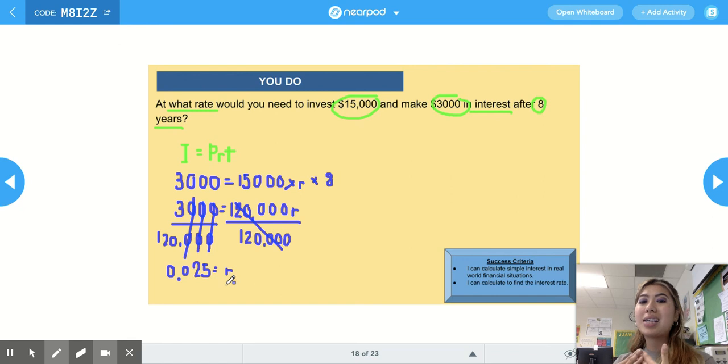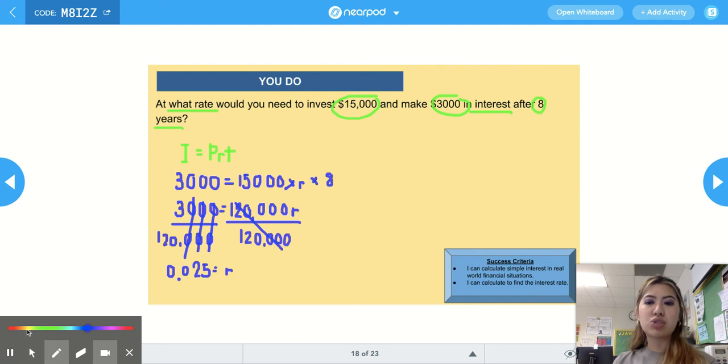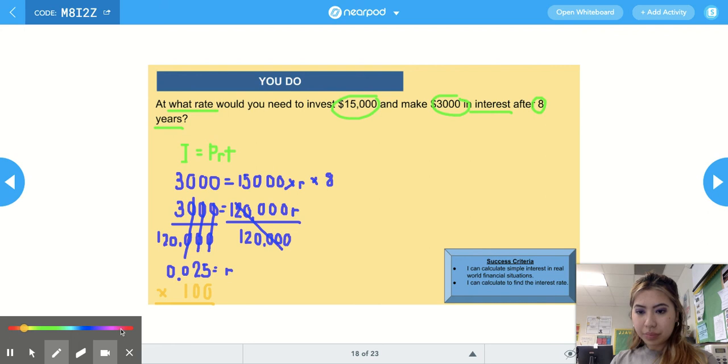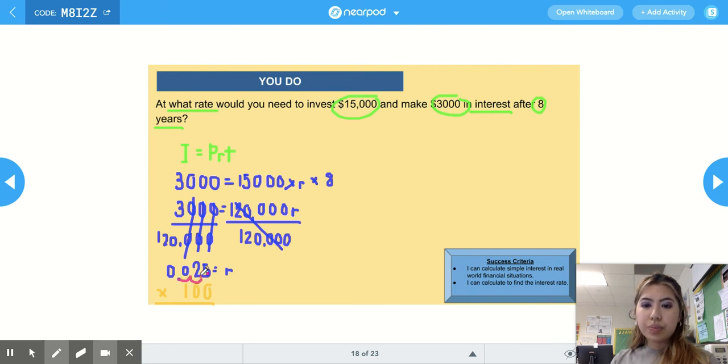And so now we have the rate as a decimal, but to change it to a percent, because that's what we're looking for, at what rate, and interest rates are usually in percent, we want to either multiply 0.025 by 100, or we can move the decimal point in the opposite direction 2 places. So instead of moving it to the left 2 places, we're moving it to the right 2 places. So I prefer that way. So 1, 2. So our equivalent percentage is going to be 2.5%. So at 2.5% interest rate, if I invested $15,000, after 8 years, I would earn $3,000 in interest.